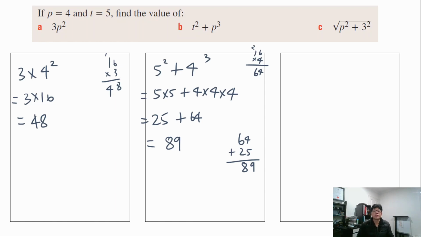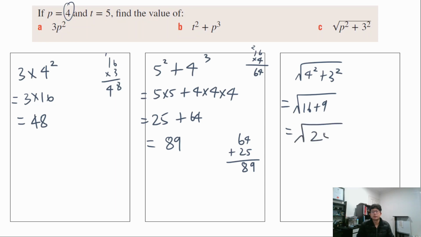Alright, now moving on to this last one, we have square root P squared plus 3 squared. So we're going to replace P with the 4 as stated up here. So that becomes square root 4 squared plus 3 squared, and we always do the stuff inside the square root before we do the square root. So that gives you square root 16 plus 9, and 16 plus 9 equals 25, so it's square root 25, and square root of 25 equals 5.